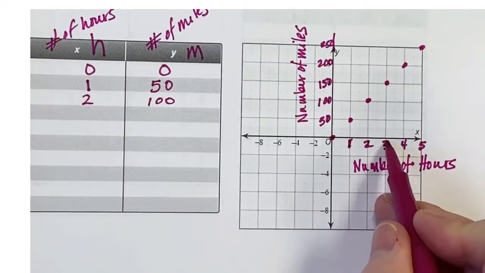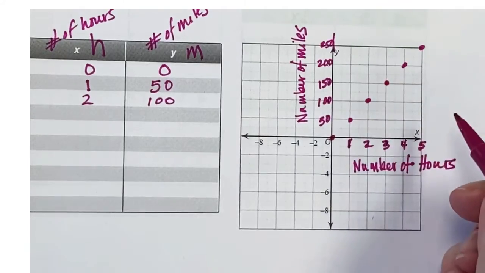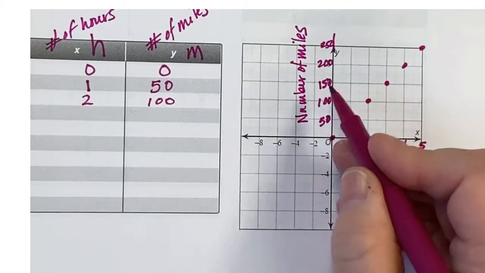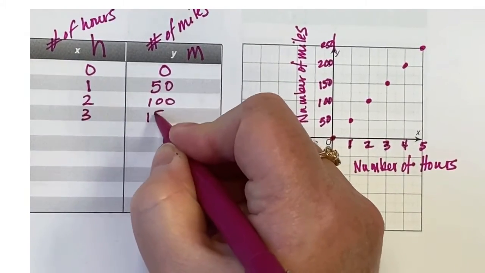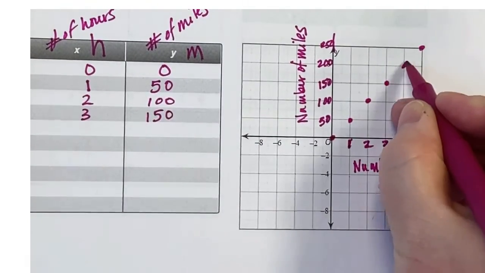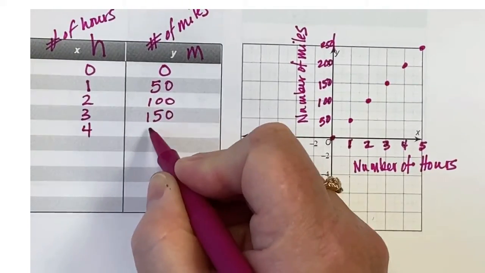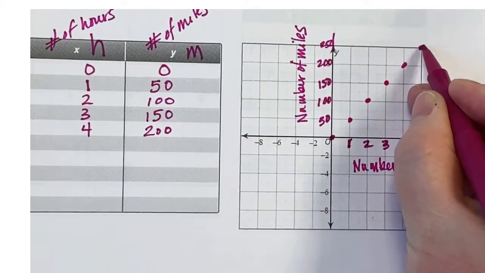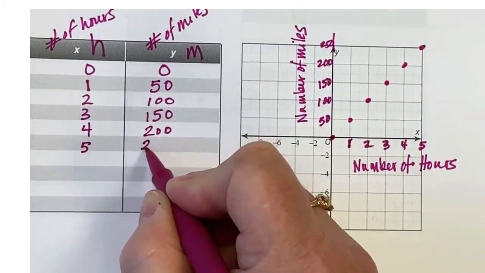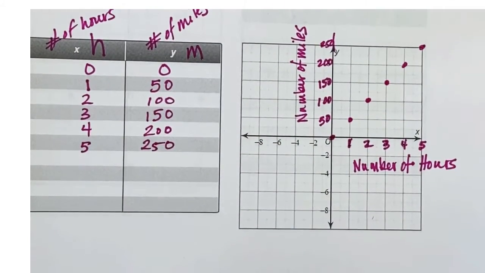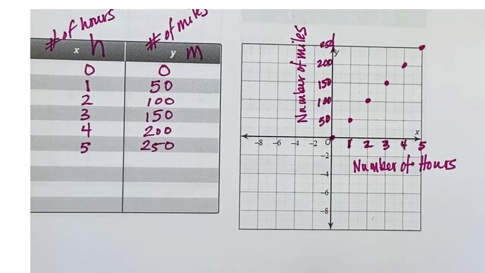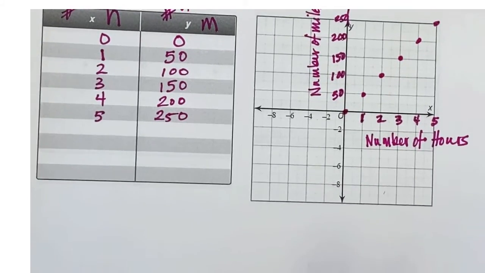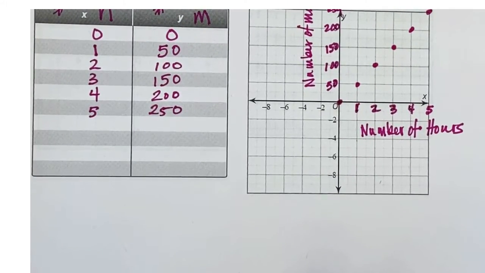If I drive 3 hours, it will be 150 miles. 4 hours, 200. Are you seeing this relationship? 5 hours will be 250. So what could we do for an equation? I'm going to pause and let you think about it and put it into Edpuzzle.